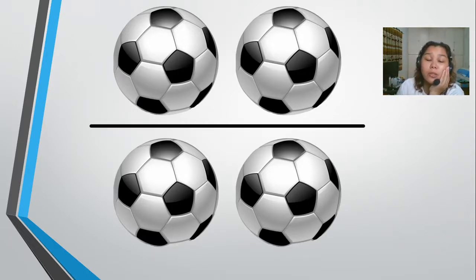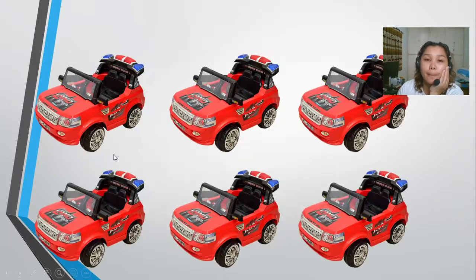So, we were able to divide it into 2 groups. So, therefore, we can have 1/2 of 4. Ilan ang laman sa bawat group? 1, 2, 1, 2. So, it means 2. So, that's it. Okay, next one, we have toy cars.